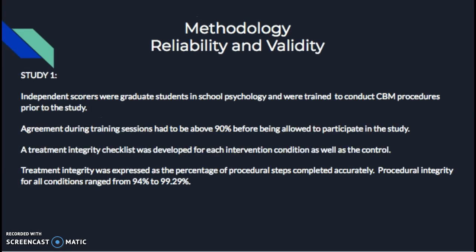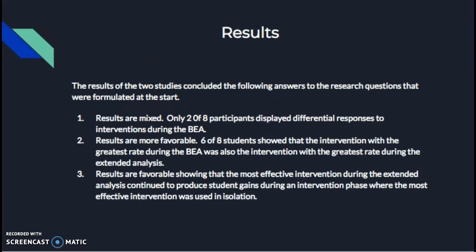The reliability and validity of study 1: independent scorers were graduate students in school psychology and were trained to conduct CBM procedures prior to the study. Agreement during training sessions had to be above 90% before being allowed to participate in the study. A treatment integrity checklist was developed for each intervention condition as well as the control. And the treatment integrity was expressed as the percentage of procedural steps completed accurately. And the procedural integrity for all conditions ranged from 94% to 99.29%.